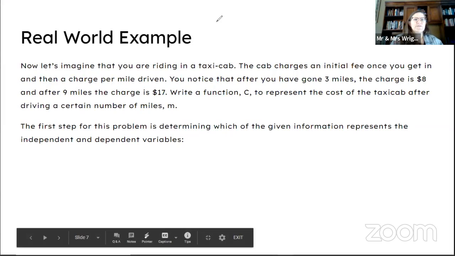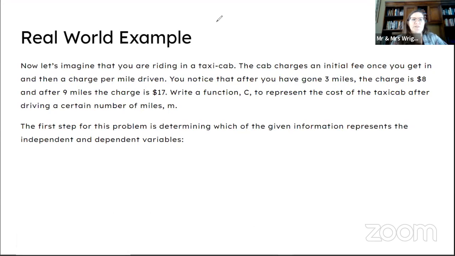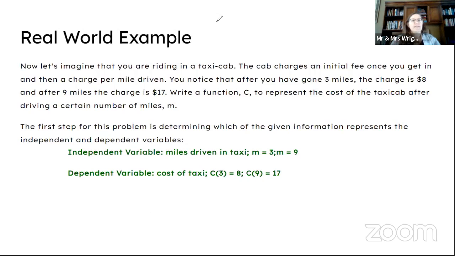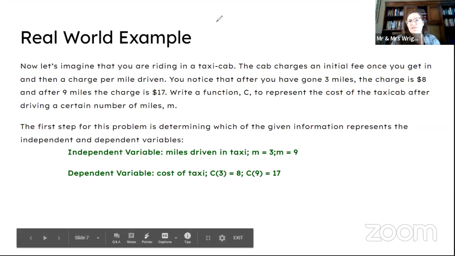All right, so the first step for this problem is determining which of the given information represents the independent and dependent variables. So we have the independent variable. That's the one that's not going to depend on anything. It's going to be the input value. So that's how many miles are driven. That determines what our end cost is going to be.